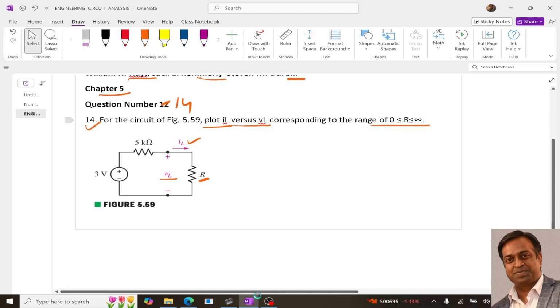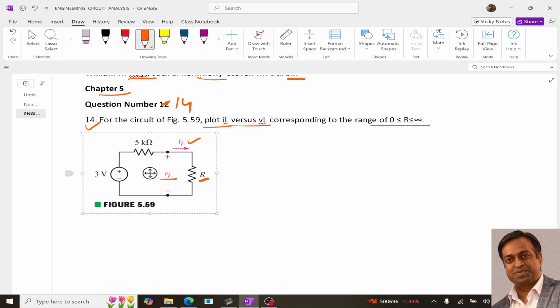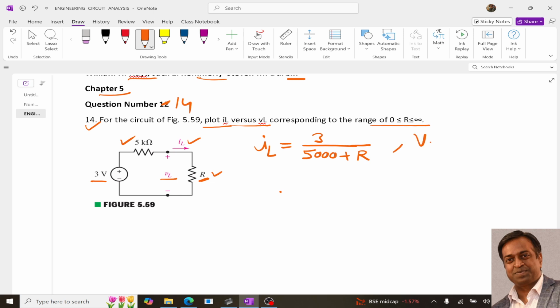To solve this type of circuit, first of all we need to write the expression between IL and VL. If we determine IL, simply IL is the voltage divided by the total resistance. Since the 5 kilo ohm and this R are in series, it is simply 5000 plus R. The 5 kilo ohm, so I put 5000, right? And our VL will be IL into R, right?